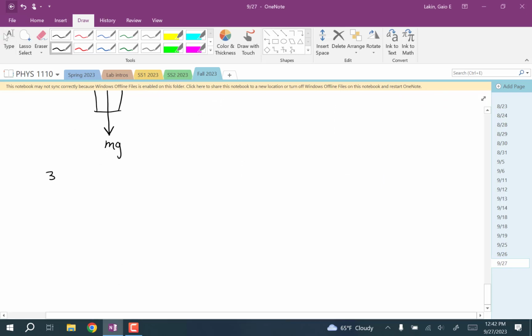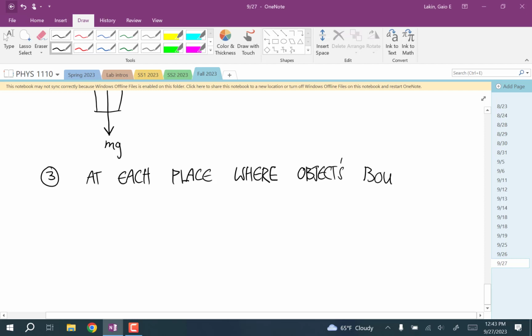And then the last step, the third step, is at each place where the object's boundary makes contact with the surroundings, draw an arrow in the direction of the contact force.